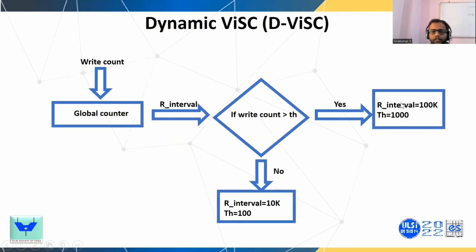This is the architecture of the dynamic WISC or DWISC. Here we use a global counter which measures the write count for a given reorganization interval. With this write count and a preset threshold value, at runtime it will take a decision. In our proposed model, we have used two reorganization intervals, 1 lakh cycles and 10,000 cycles, and the write thresholds as 100 and 1000. Based on this, it will choose one of the combinations for the next time interval.